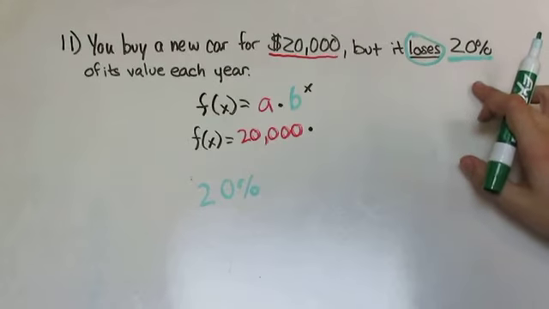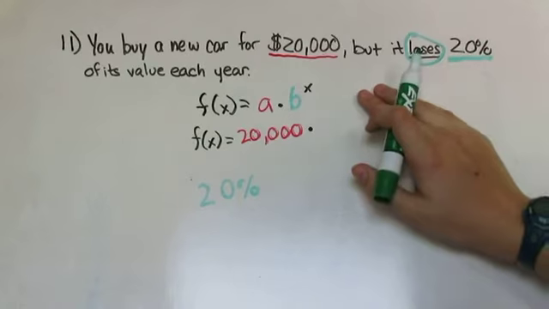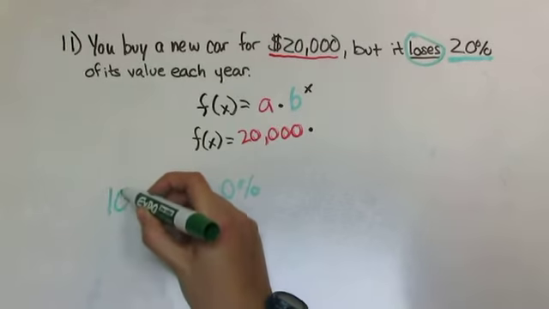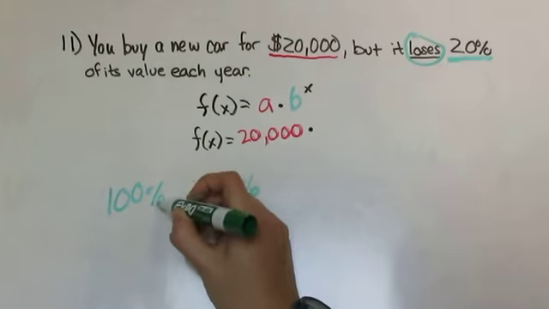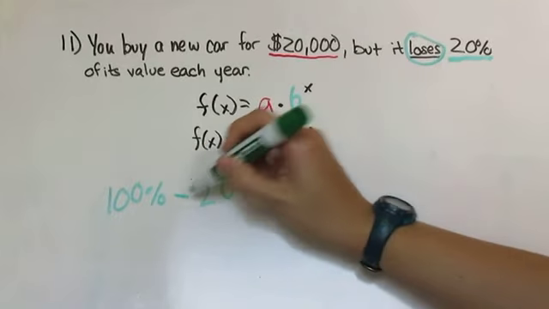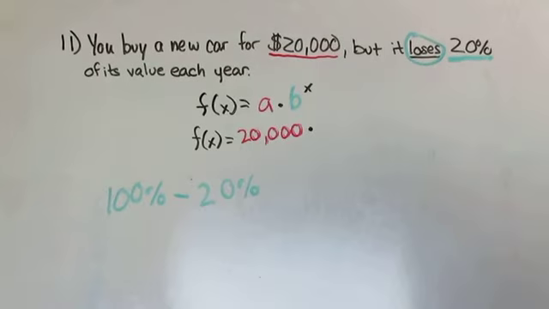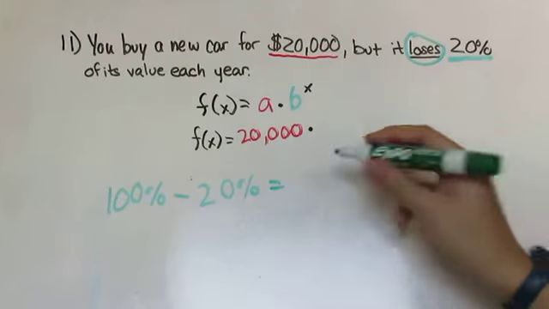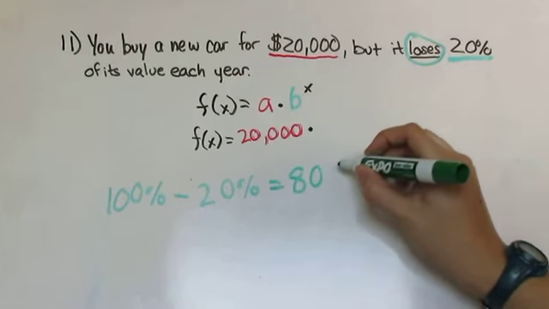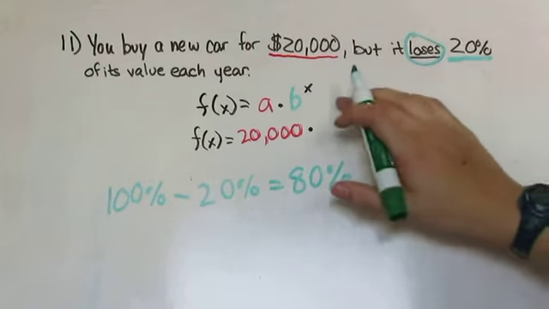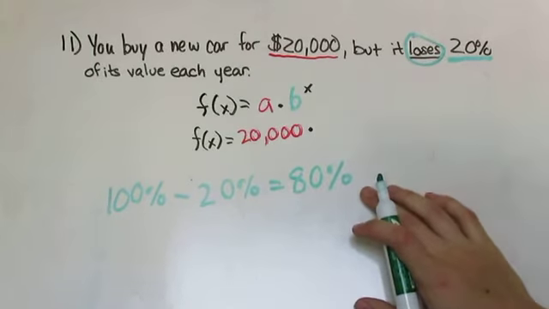So when I see loses 20%, I think, okay, I have my original car that had 100% of its value, and it lost, which means subtraction, 20% of its value. So what do I get when I subtract these? I get 80%. So this means that my ratio of change is going to be 80%.